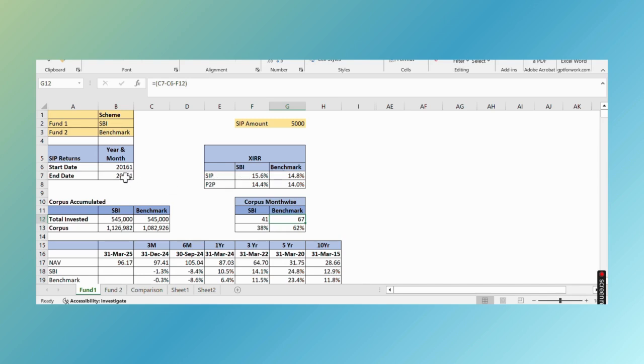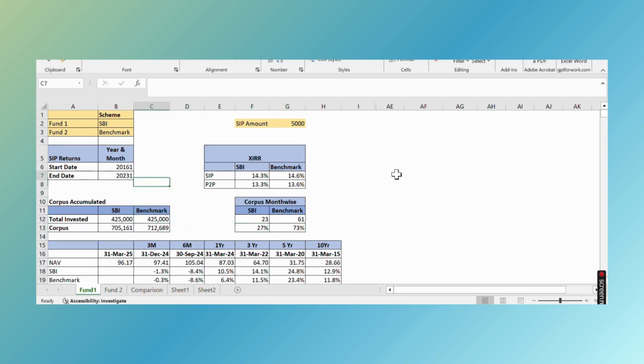Now again if we change the end point, let's take January 2023. So now if we take this period, you see that the benchmark has actually outperformed SBI by a 0.3% margin, and also in terms of the corpus, it has been ahead almost 73% of the time compared to the SBI Blue Chip fund.